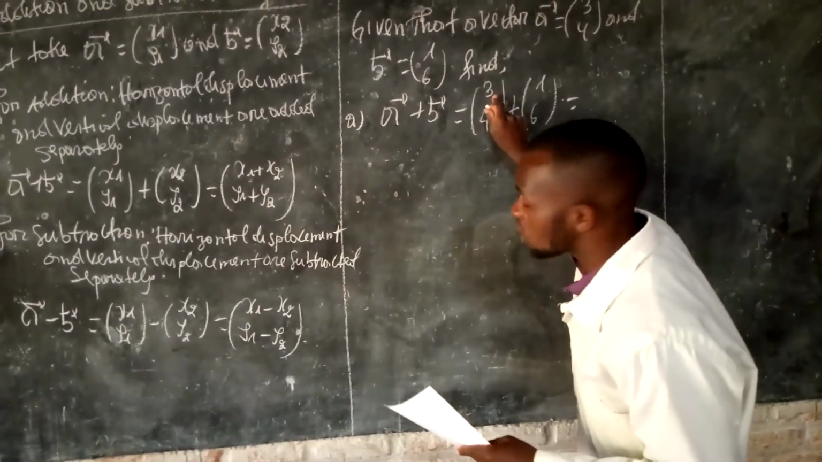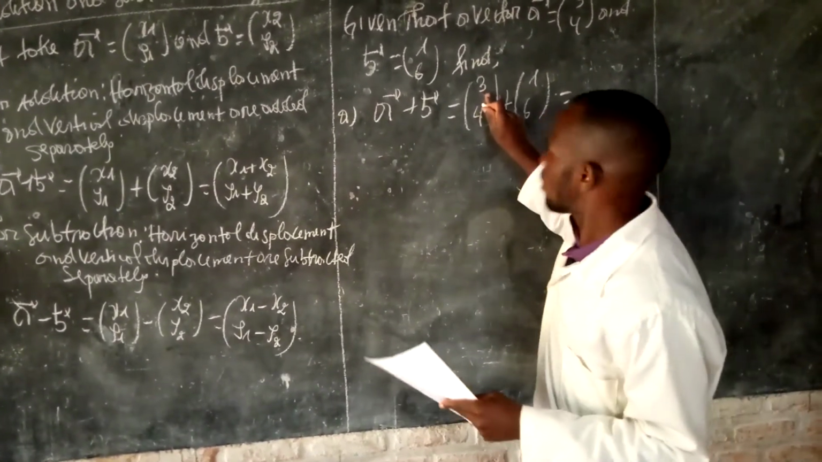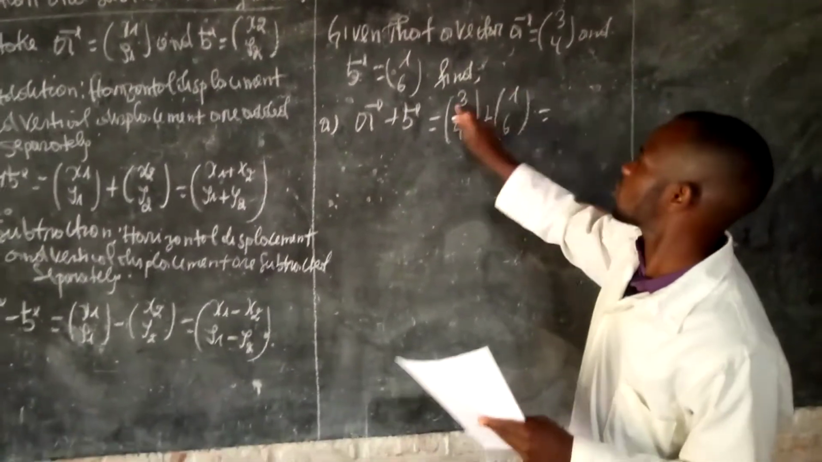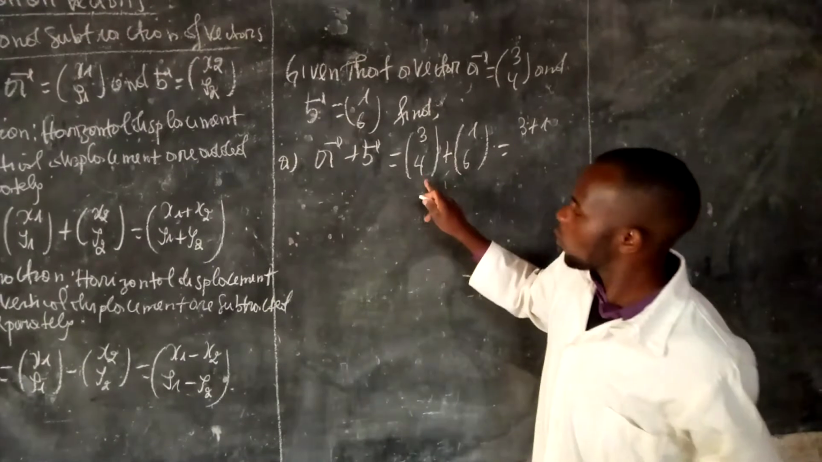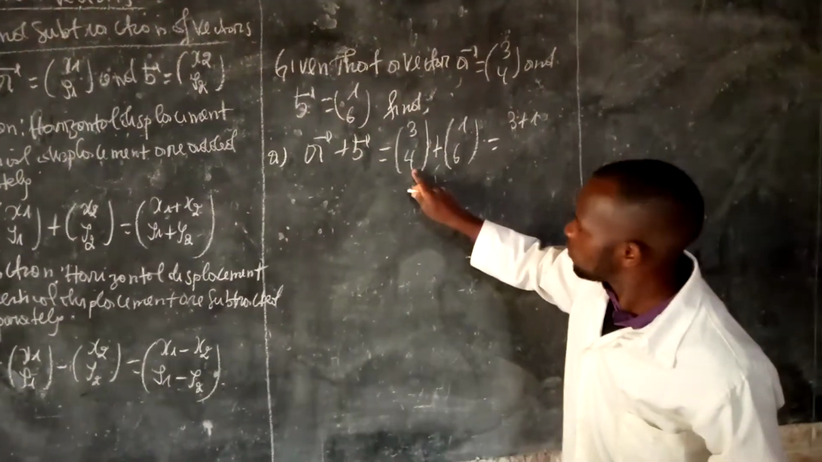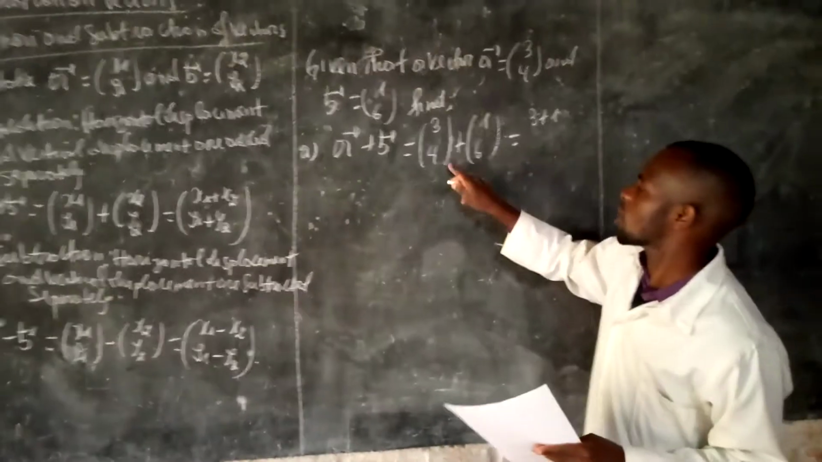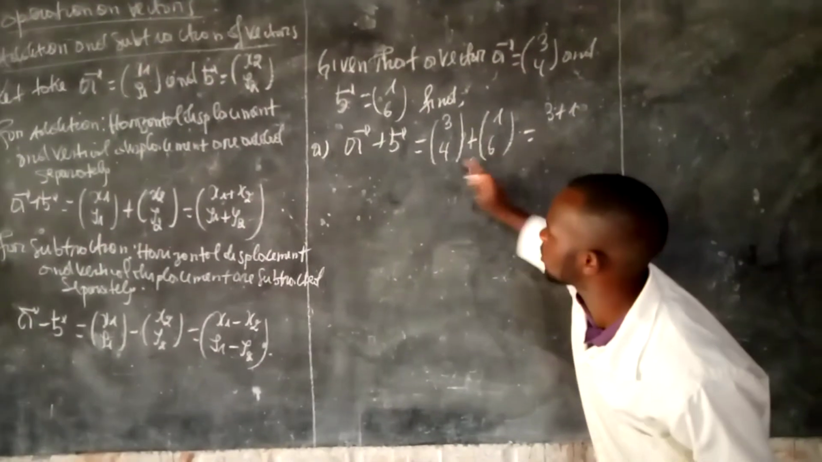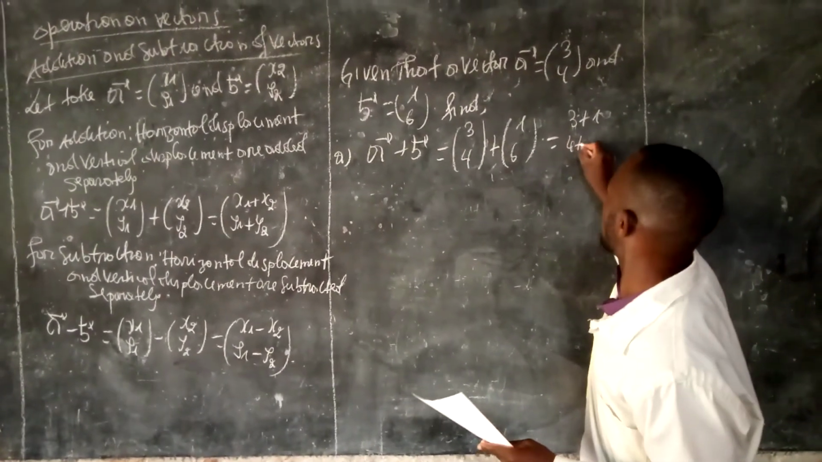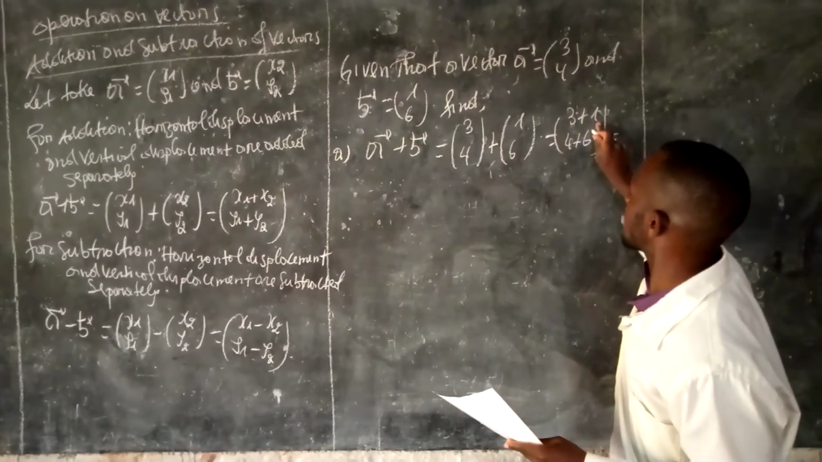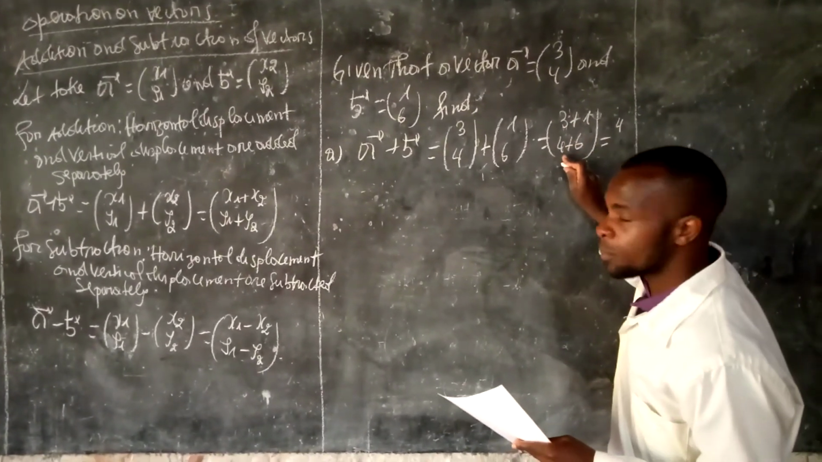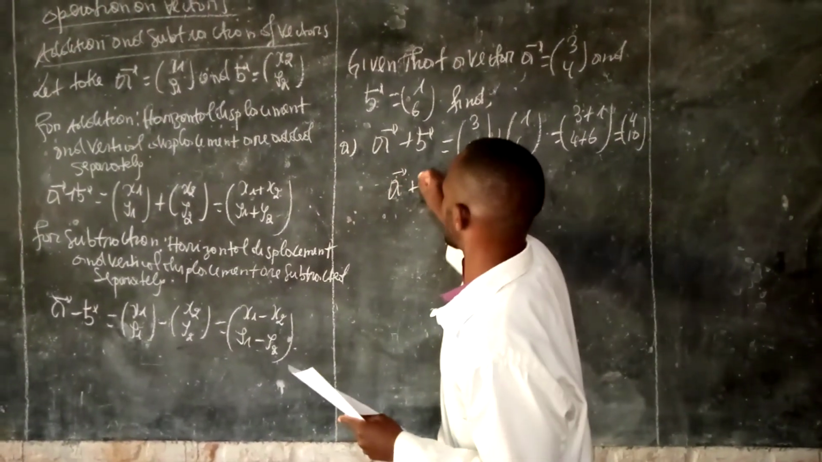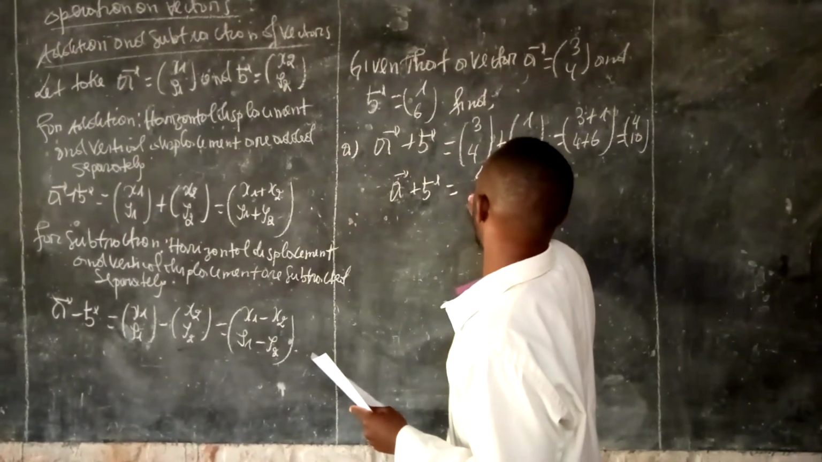3 is the horizontal displacement of vector A, and 1 is the horizontal displacement of vector B, so we have to find the addition of horizontal displacements. We get 3 plus 1, while 4 is the vertical displacement of vector A and 6 is the vertical displacement of vector B. Now 3 plus 1 we get 4, and 4 plus 6 we get 10. So vector A plus vector B is equal to 4 and 10.